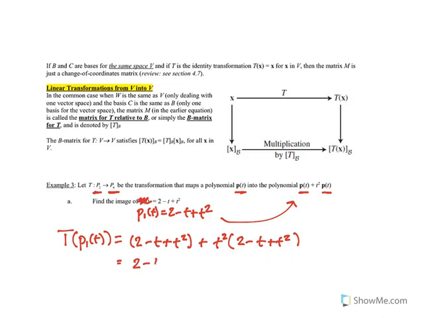So 2 minus t plus t squared plus 2t squared minus t to the third plus t to the fourth. All right, let's combine like terms. 2 minus t plus 3t squared minus t cubed plus t to the fourth. And that's my image. Okay, not so bad.